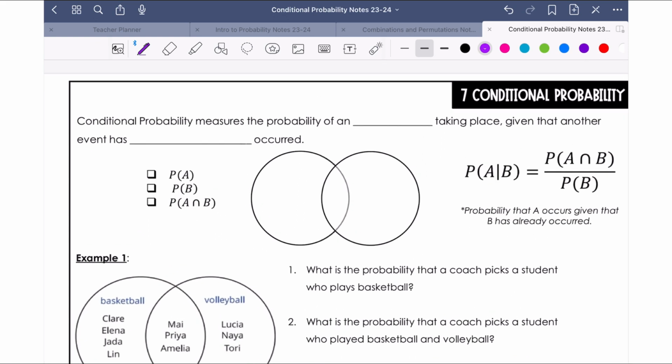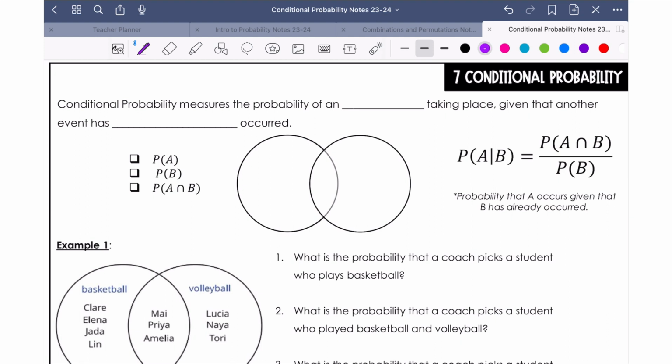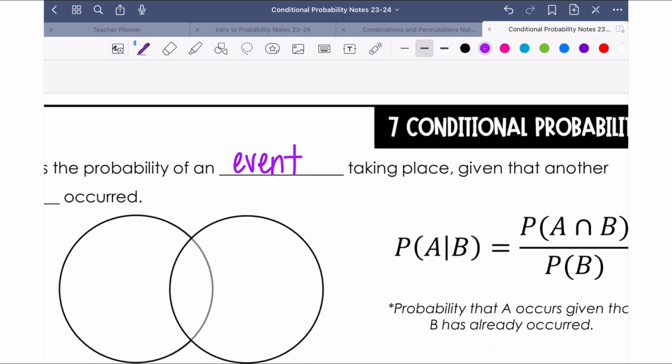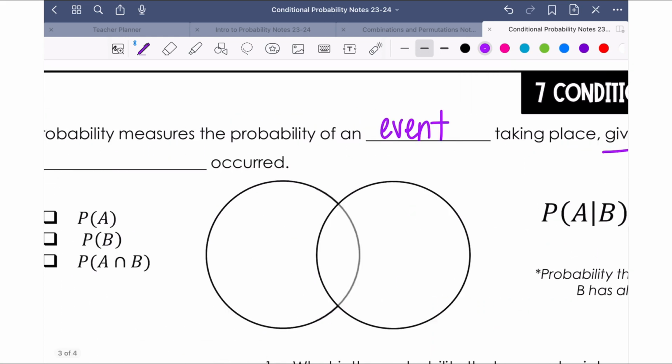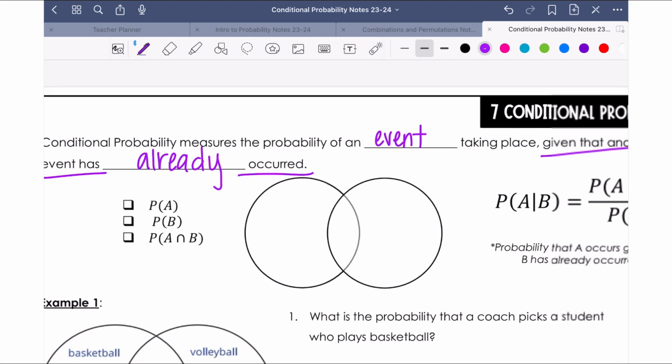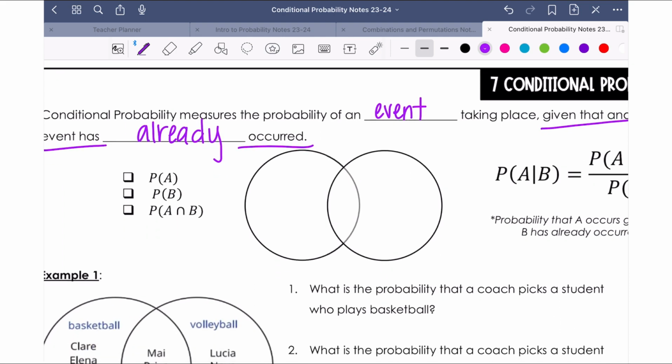Conditional. What does that mean? Conditional probability is you measuring the probability of an event taking place, so just anything happening, but it has a condition: given that another event has already occurred. So when we have something happening, given that something else has already happened.